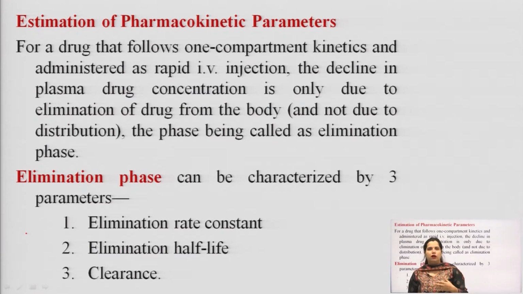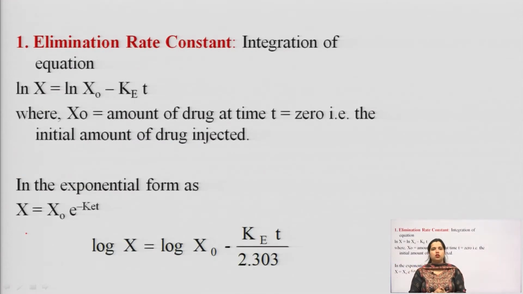This elimination phase can be characterized by 3 parameters. Our main focus is to analyze the elimination parameters if we give a dose of a drug through IV administration. We can identify the elimination rate constant, elimination half life and clearance, because there is no absorption taking place in IV bolus. So, we are focusing on elimination phase related parameters like elimination rate constant, elimination half life and clearance. First is the elimination rate constant.